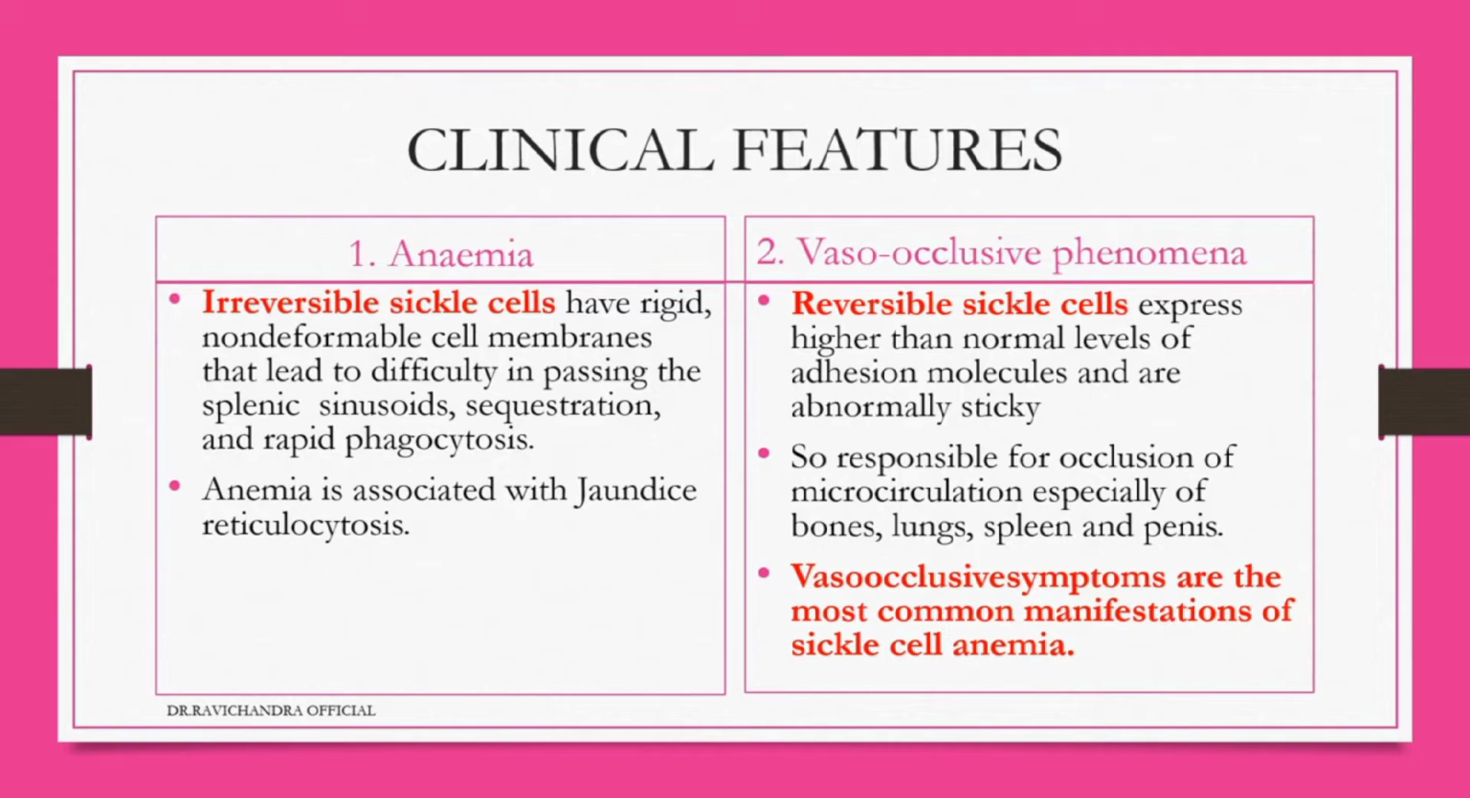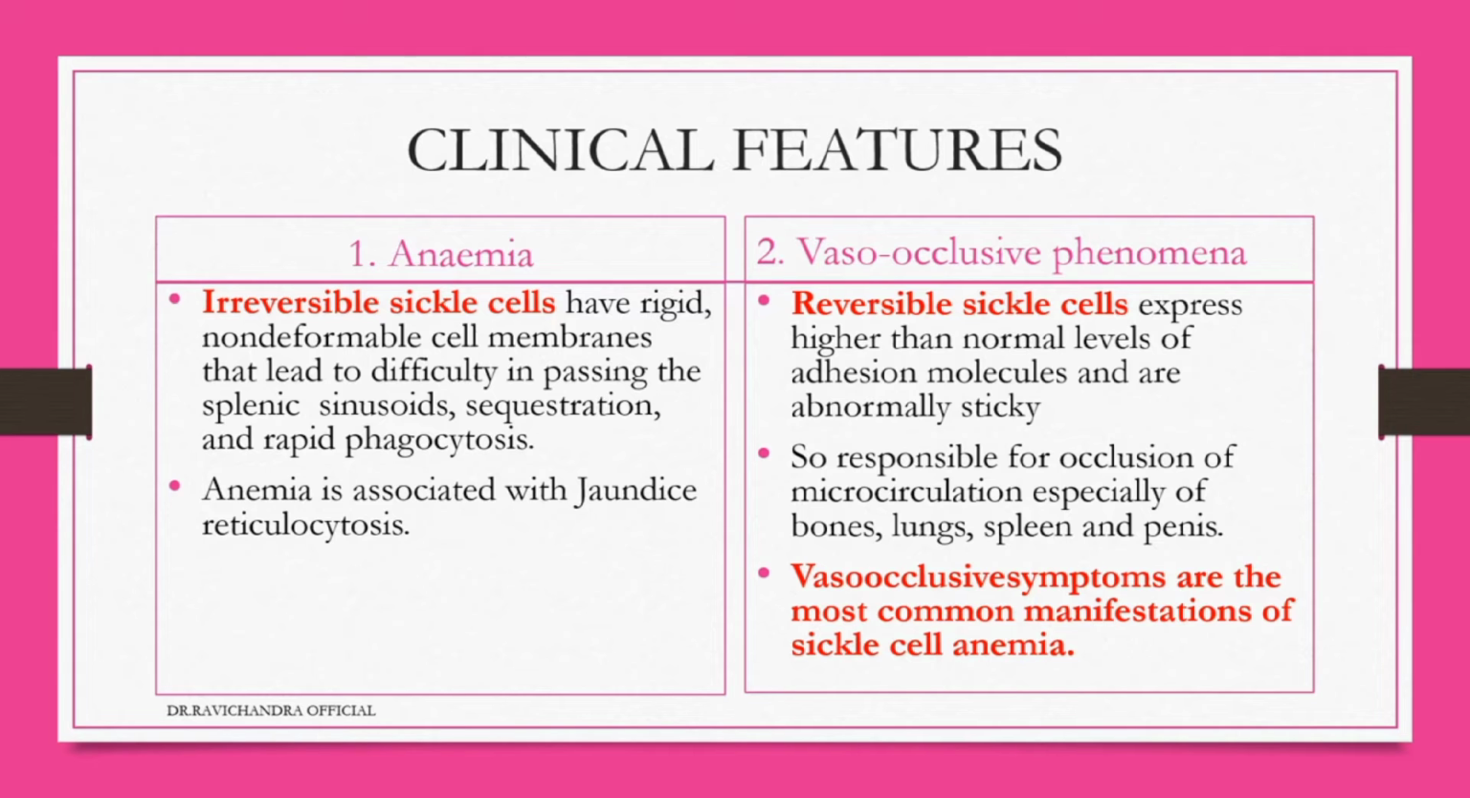Clinical features of sickle cell syndromes. There will be anemia and vaso-occlusive phenomena. Anemia: irreversible sickle cells have rigid, non-deformable cell membranes that lead to difficulty in passing the splenic sinusoids. There will be sequestration and rapid phagocytosis. Anemia is associated with jaundice and reticulocytosis.